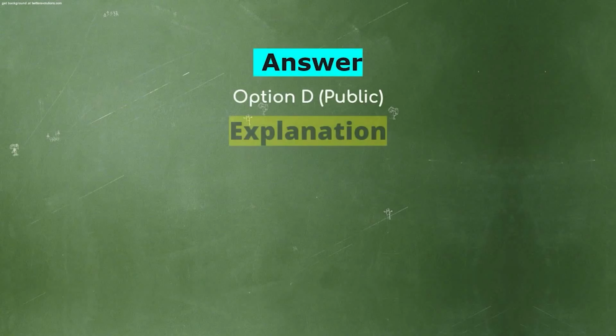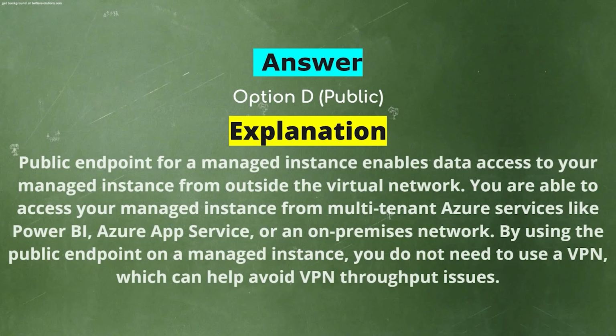Public. Explanation. Public endpoint for a managed instance enables data access to your managed instance from outside the virtual network. You are able to access your managed instance from multi-tenant Azure services like Power BI, Azure App Service, or an on-premises network. By using the public endpoint on a managed instance, you do not need to use a VPN, which can help avoid VPN throughput issues.